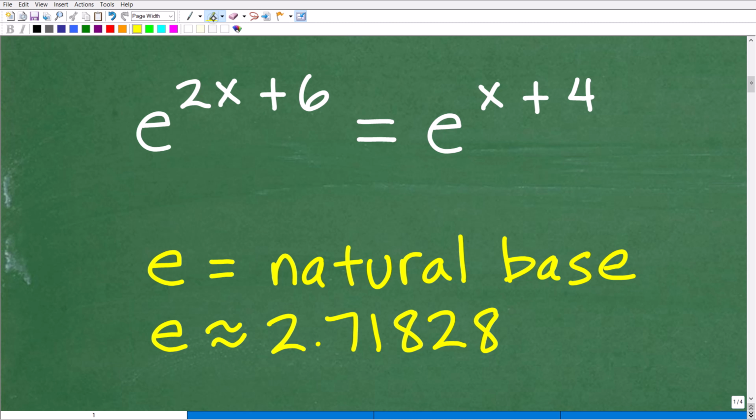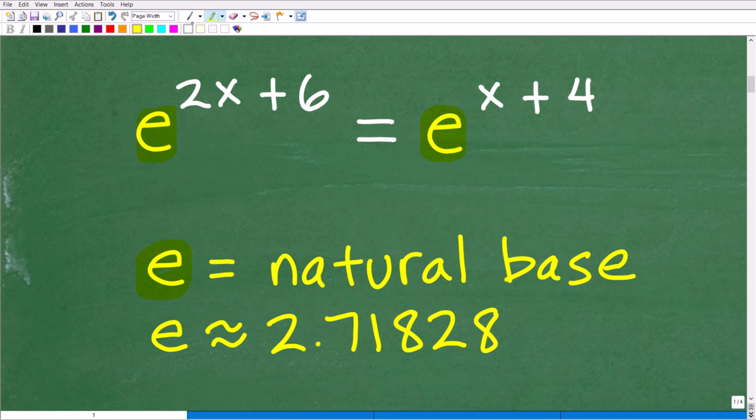All right, so here is the problem. Let's go ahead and first identify that this is an exponential equation. Here we have e. Let's first establish what e is, then we'll make clear why this is an exponential equation.